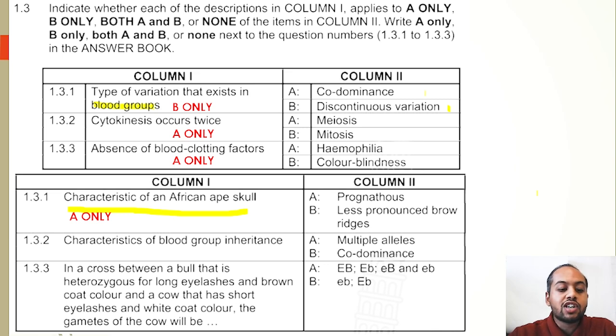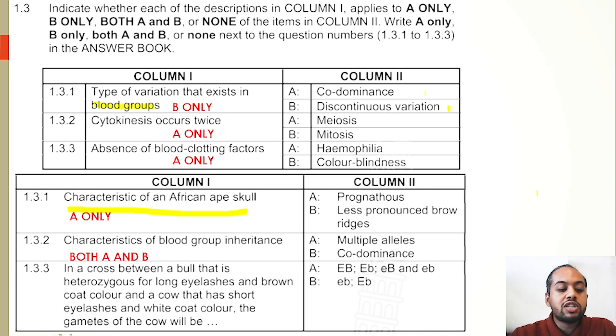1.3.2, characteristics of blood group inheritance, multiple alleles or codominance. Blood group inheritance, multiple alleles, yes, codominance, yes. Because one of the blood groups, blood type AB, has codominance, therefore both A and B are correct.